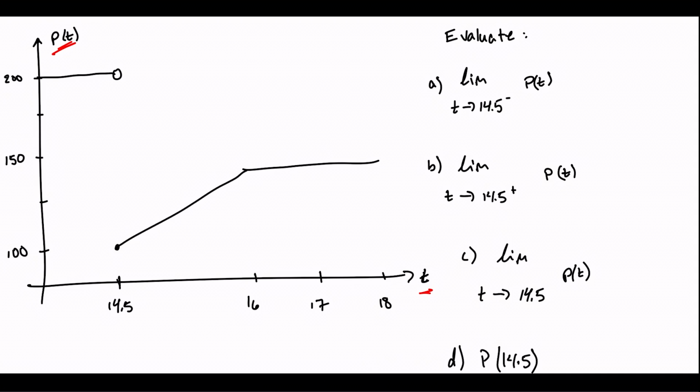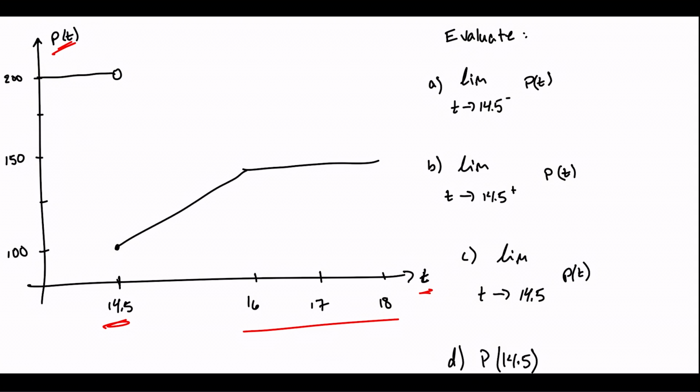Okay? We're given some values. I don't really care what the numbers are. It doesn't matter. 14.5, 16, 17, great. On the horizontal, 100 to 200. Awesome. Now, what really is interesting is that this is a discontinuous function. We can see that because it does not continue. There's this jump here, and so that's a discontinuity. We call it a jump discontinuity.